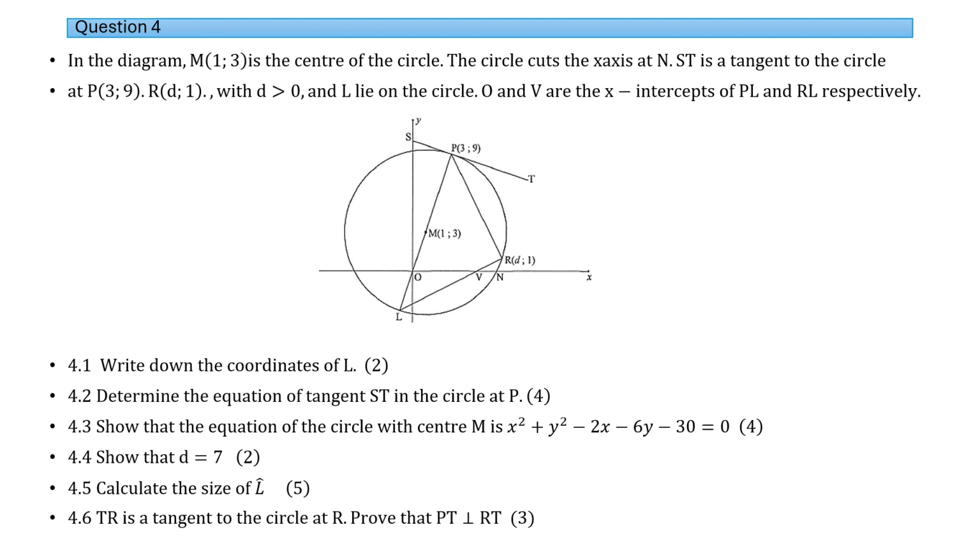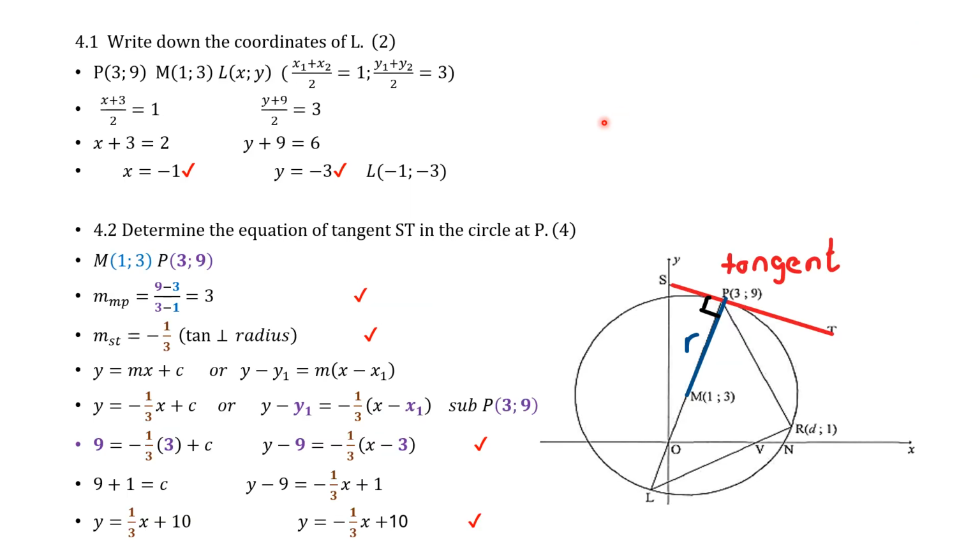Right? Let's look at the first solution. 4.1, write down the coordinates of L. So we want the coordinates of L there. We should know M is the middle, so I can use the midpoint formula to solve it. The midpoint formula states that (x1 plus x2) over 2 equals 1, and (y1 plus y2) over 2 equals 3. If I put in there, (x plus 3) divided by 2 must equal 1, because M is the middle, and (y plus 9) divided by 2 must equal 3.